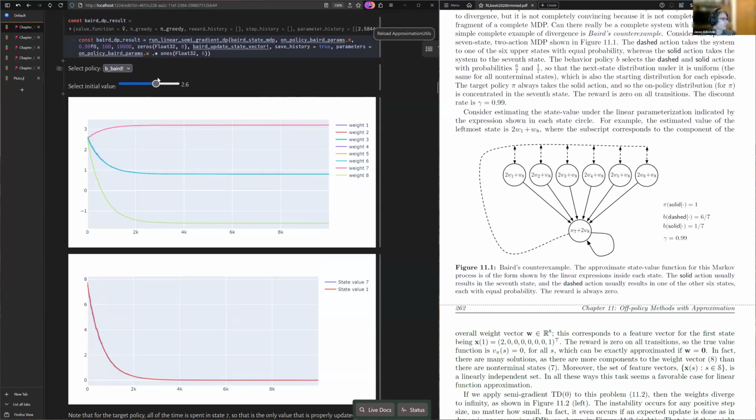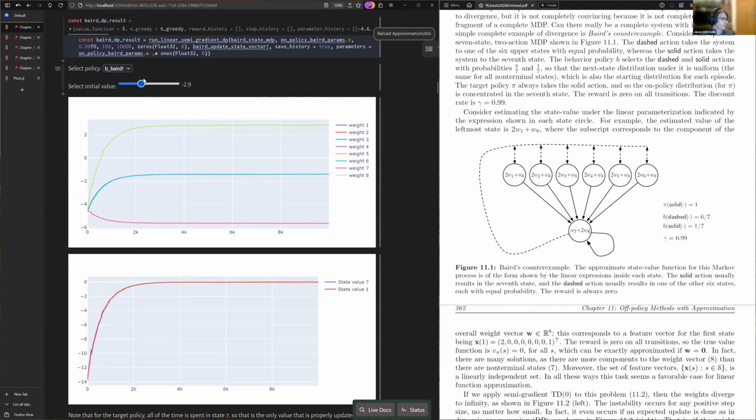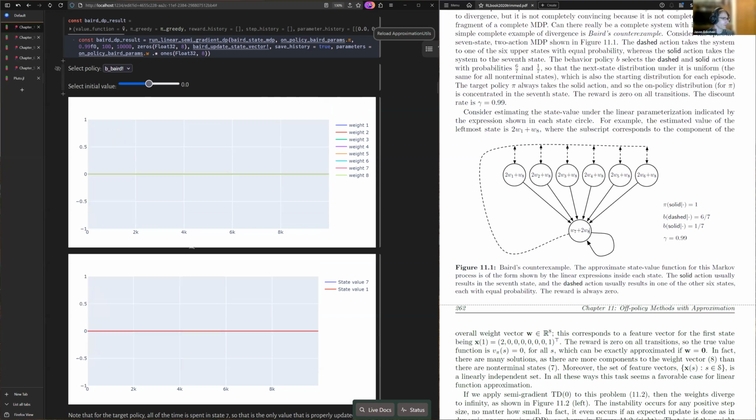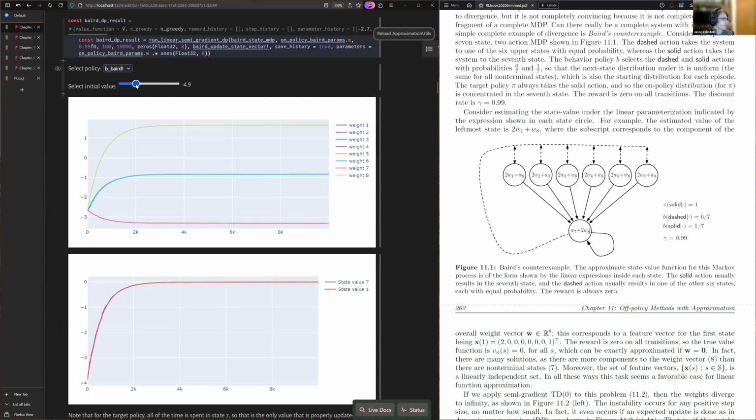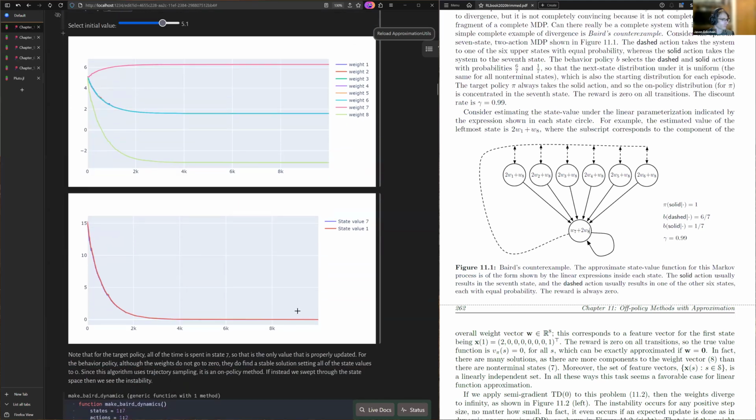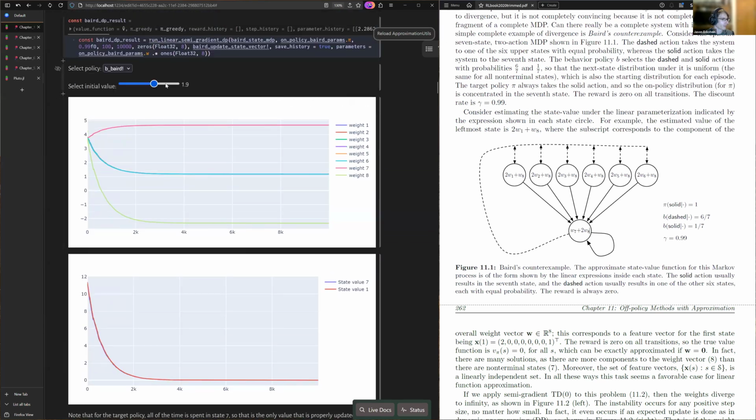And then if I instead, oh yeah, this was shown in the book, if you set the initial value to 0, then everything is just going to be 0 the whole time because it's already at the correct answer. And if you set the value to something other than 0, it will find some other combination of weights. But you can see in all these cases, the actual value estimates are still going to 0, regardless of what this initial value is.